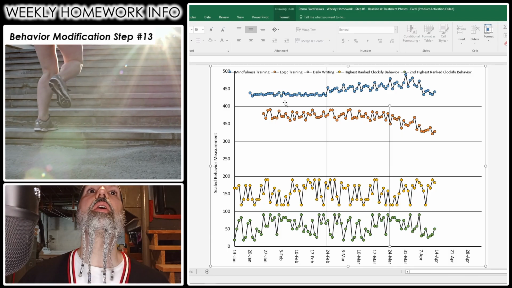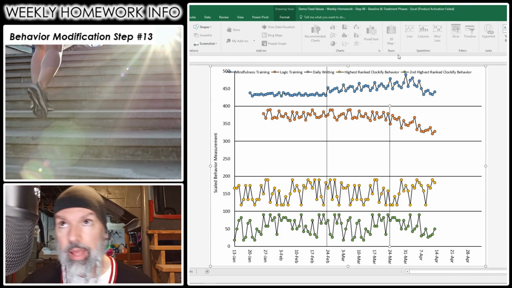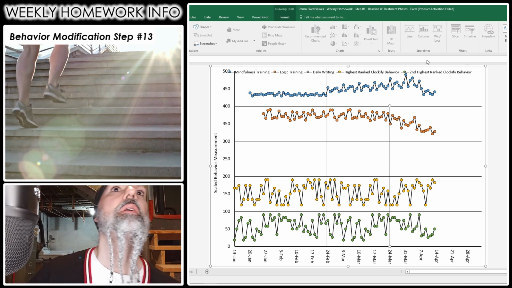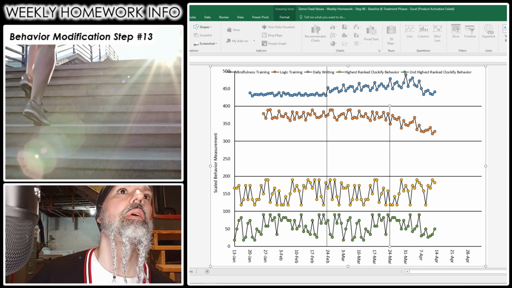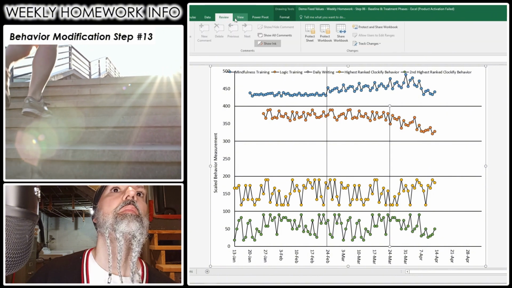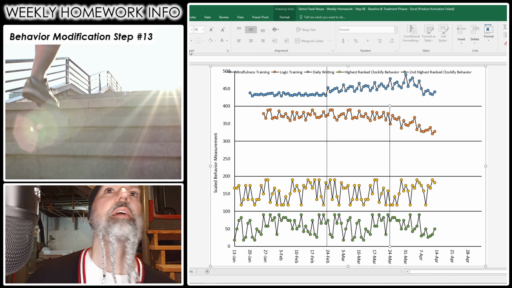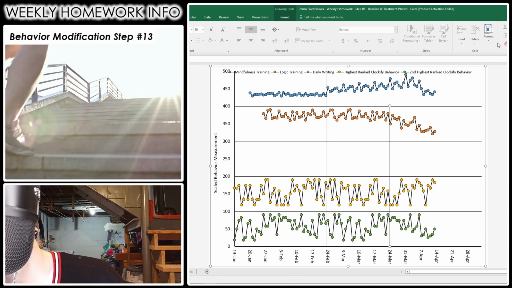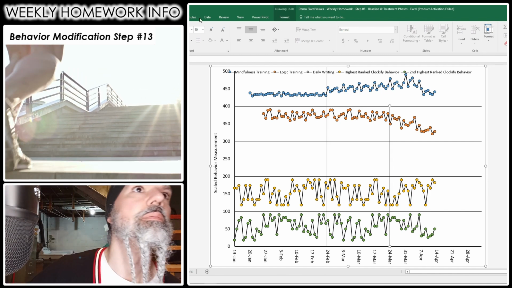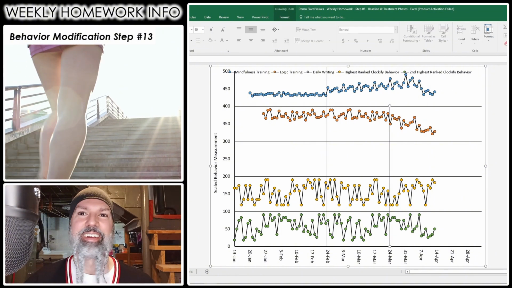So we need to go to insert here, and we are going to, nope. Where are my lines? Okay. Turns out I was right.